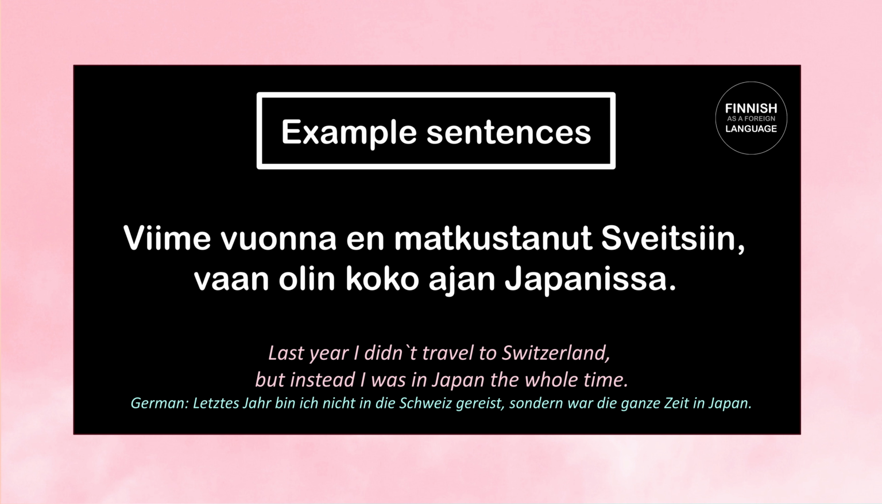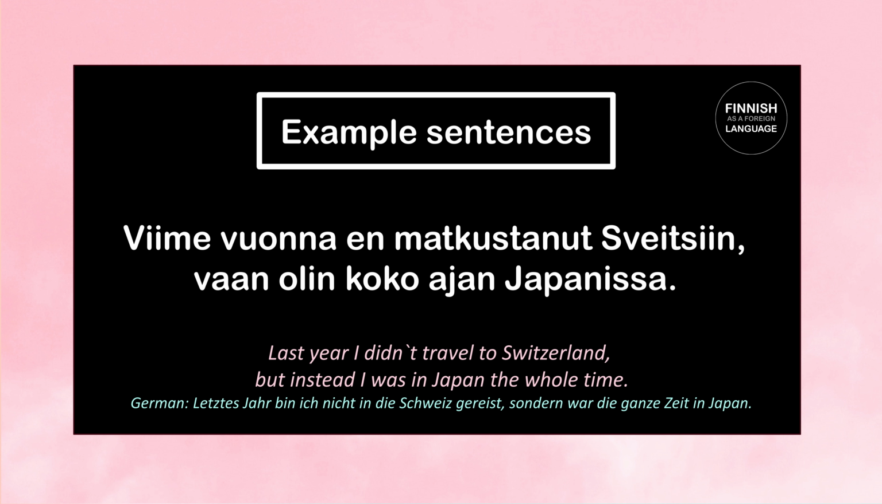So viime vuonna means last year. En matkustanut is the negative first person singular past tense of the verb matkustaa, which means to travel. Then we have Sveitsiin, which means to Switzerland. It's the illative case of Sveitsi, which means Switzerland. Vaan here is our conjunction meaning but instead. Olin means I was. It's the first person singular past tense of the verb olla, which means to be.